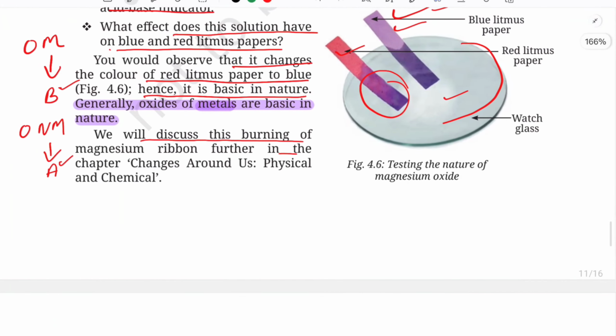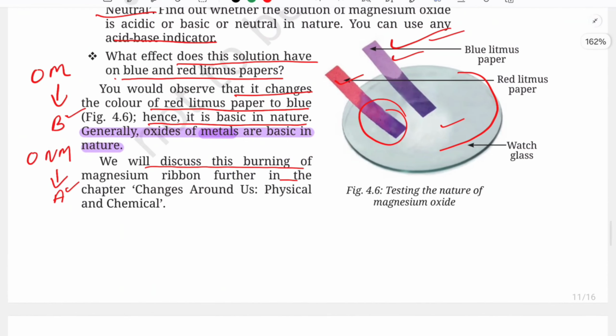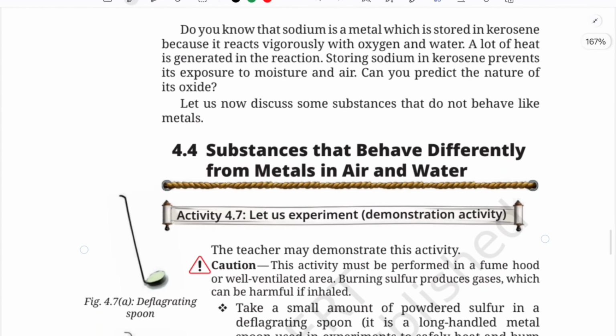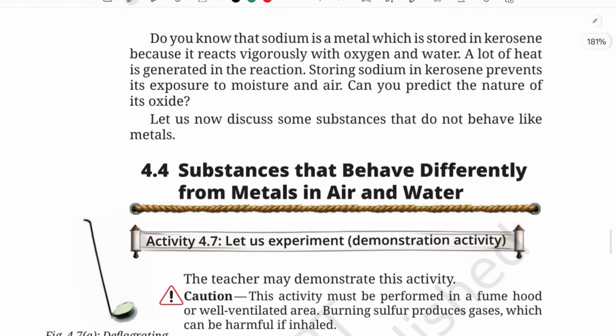So here what you need to understand is that the magnesium ribbon is a metal. So when burned, when it reacts with oxygen, what happens? It turns into magnesium oxide, and the nature of that magnesium oxide is what? It is basic in nature. Okay, I hope this was clear.